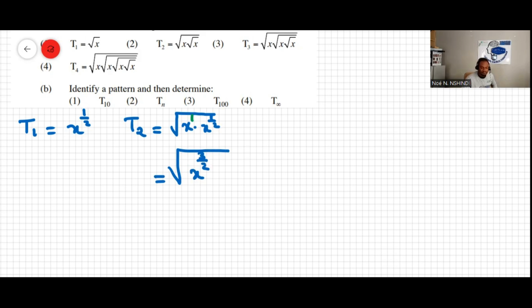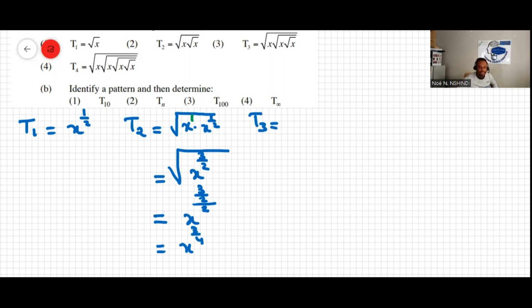Then in exponential form, this means we're going to write x to the power of 3 over 2 all over 2. You know, when we have this type of fraction, because the numerator is a fraction, and then the denominator is just an integer, okay? So we can times 2 and 2, and then we say this is just x to the power of 3 over 4. Then term 3.